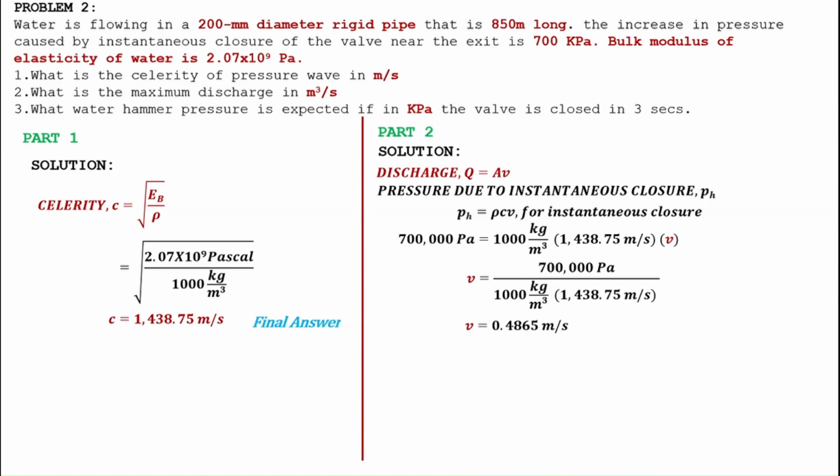Since we already got our velocity, we can now solve for our discharge. That is, Q is equal to area times velocity, or pi over 4 times 0.200 meters squared times 0.4865 meter per second. Our maximum discharge is actually equal to 0.0152 cubic meters per second.